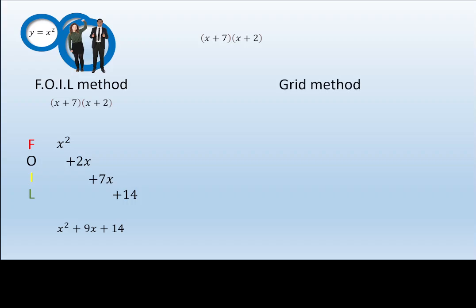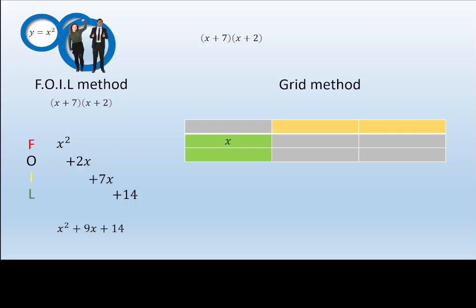Now let's try the grid method. I'm going to split my brackets up into the parts of the grid and again multiply. x squared, 2x, 7x and 14, gathering those things together, and I end up with x squared plus 9x plus 14. So I get the same outcome, it's the same gathering of things together, but again, with the grid method, you have to fill in the box so you know you've done the right multiplication.